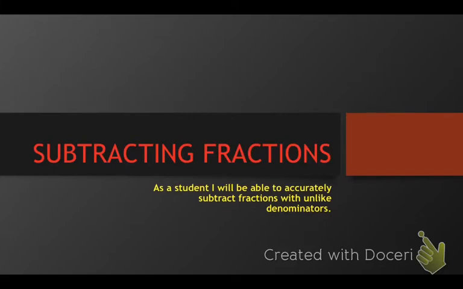This is a three-part series. You'll have 3 videos for this one, just because there's some tricky stuff in there. Alright, your objective for this video is, as a student, you should be able to accurately subtract fractions with unlike denominators. That's all we're going to do. We're going to subtract fractions with unlike denominators. We're not going to worry about mixed numbers. We are going to move pretty quick. This one's pretty easy, just like adding.